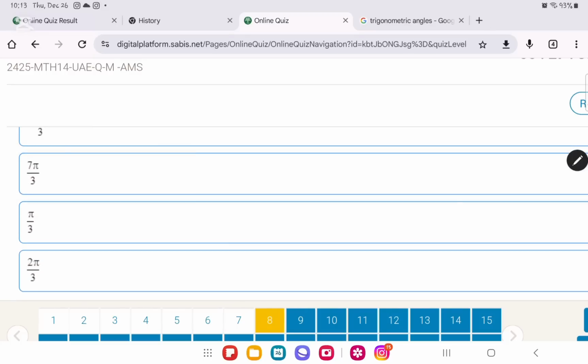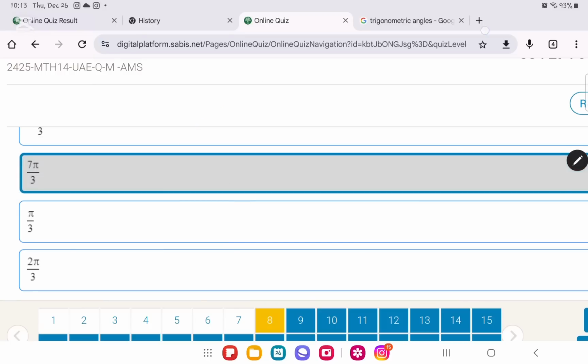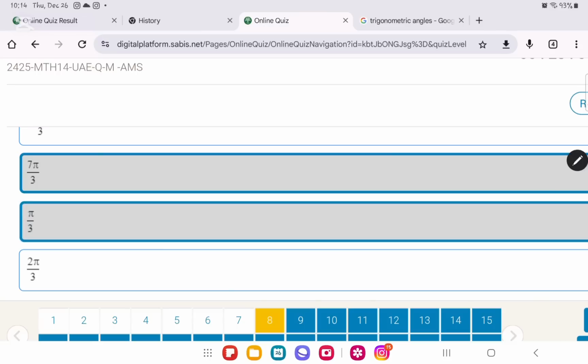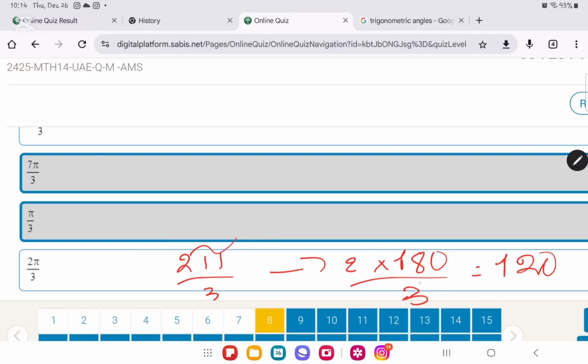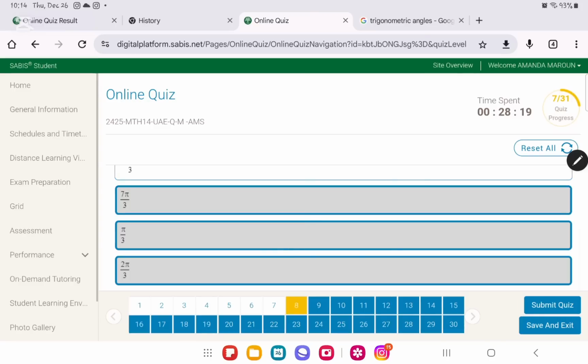Now, 7 times pi divided by 3, so 7 times 180 divided by 3, which is 7 times 60, which is 420, which was one of our options, so definitely, yes, we are gonna choose it. Then we have pi over 3, 180 divided by 3, which is then 60, so yes, for sure, we are gonna choose it. And then finally, we have 2 pi over 3, which is 2 times 180 divided by 3, which is 120 degrees. So definitely, yes, this is also one of our options. So we're gonna choose it.